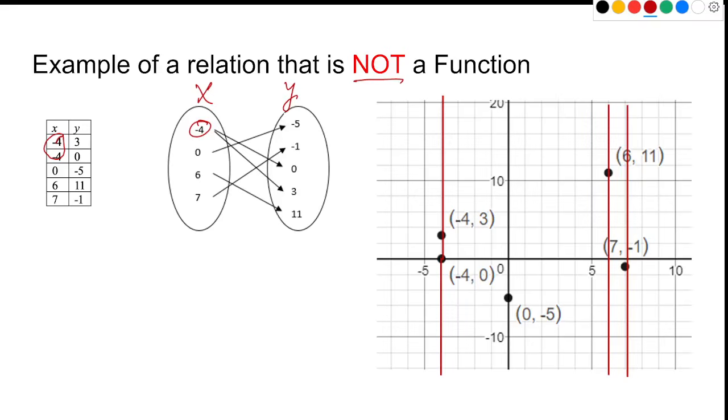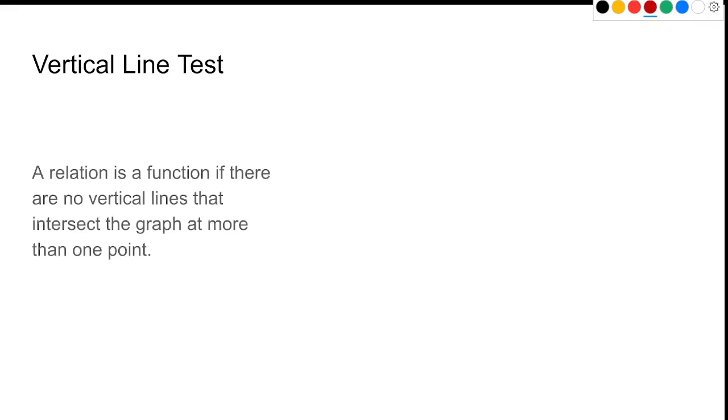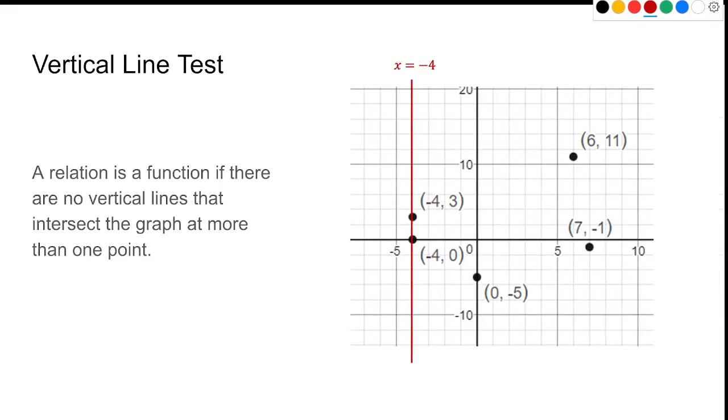So what we're going to do is build on this and come up with a rule, a visual way of telling whether something is a function or not. So there's this thing called the vertical line test. If we look at the graph, we can tell whether or not it's a function if there are no vertical lines that intersect the graph at more than one point. Then it will be a function. But if it touches it in more than one place, it's not a function. So that's what our last one did. Here's our vertical line. It touches the graph in two places, not a function. So let me go back to here.